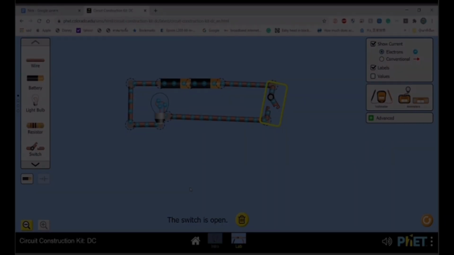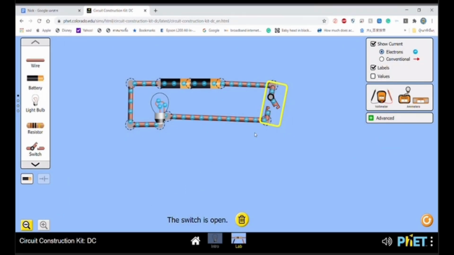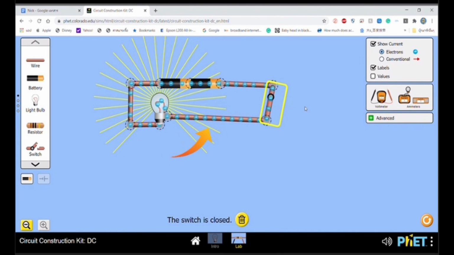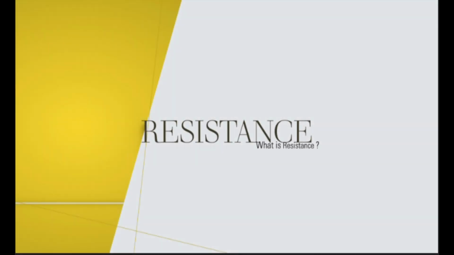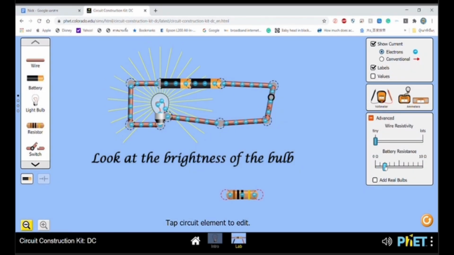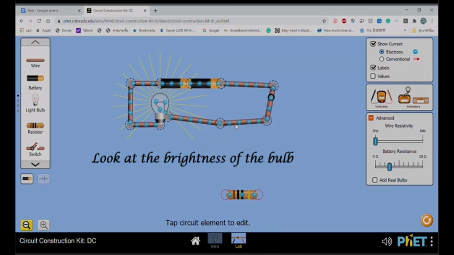Current is a stream of charged particles such as electrons moving through a conductive material or speck. Electrical currents are measured in amperes. Resistance is a measure of the opposition to the flow of the electric current. Resistance is measured in ohms.